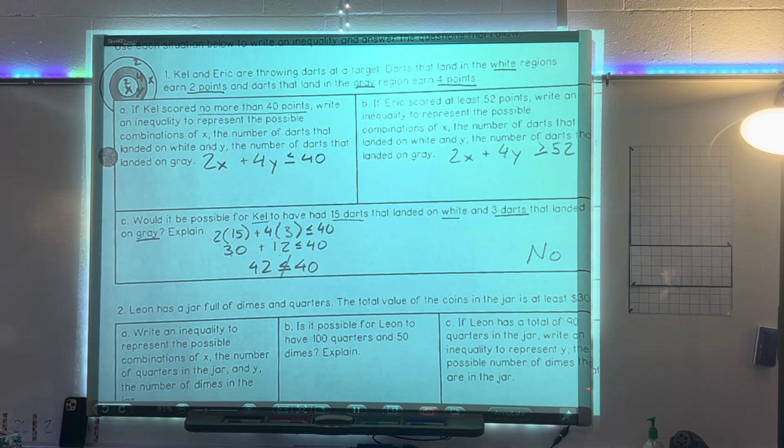And when it says explain, your work is your explanation. 42 is not less than 40. It's not equal to, nor is it less, so it doesn't work.